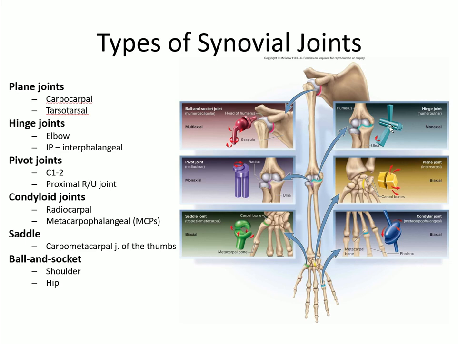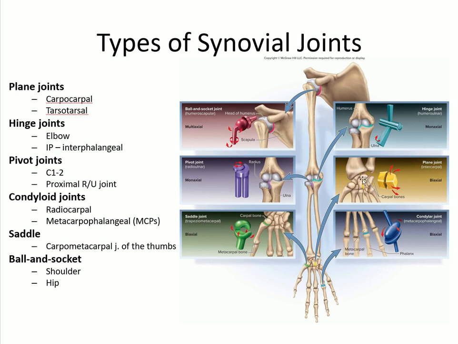Pivot joints. So pivot is going to be right here. Pivot joints are going to be between the C1 and C2 vertebrae. Think rotation. And it's going to be between the proximal radius and ulnar joint. So think about turning your hand up and down. You're pivoting, you're rotating. So those are our pivot joints.